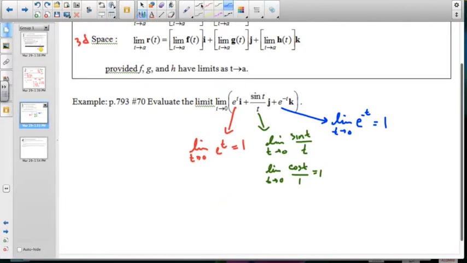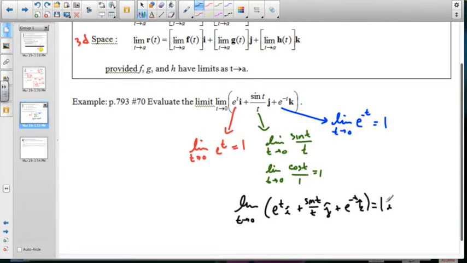The limit as t approaches 0 of this entire function, e to the t i plus sine t over t j plus e to the minus t k, is 1i plus 1j plus 1k. It's the individual limits of each one of the components. So what does that mean?